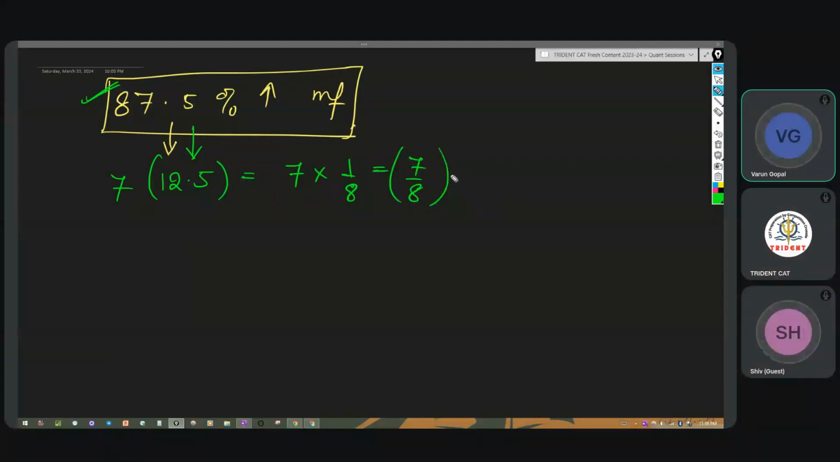But this is not the multiplying factor, guys. I need the multiplying factor. 15 by 8. 1 plus.